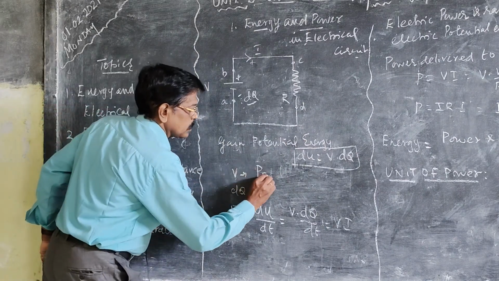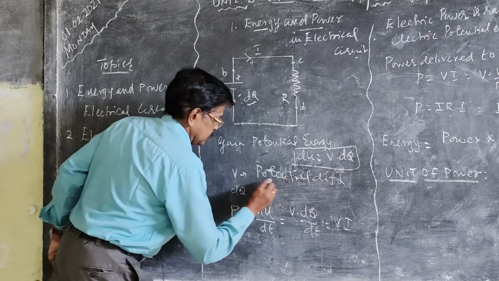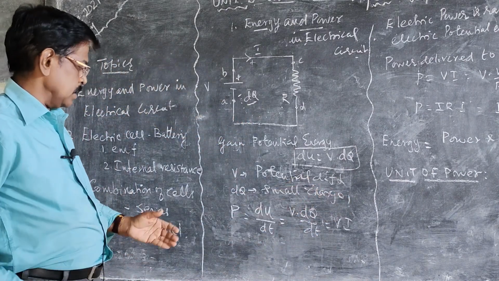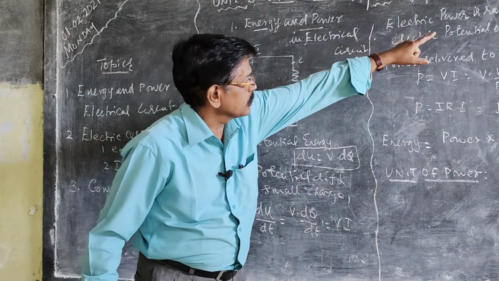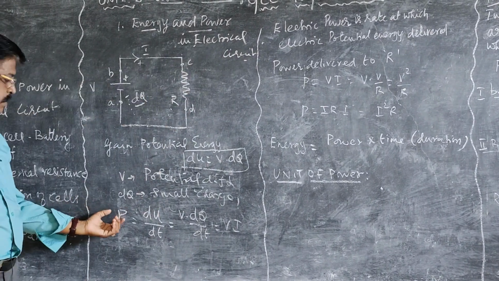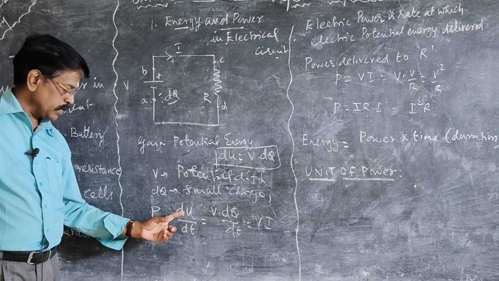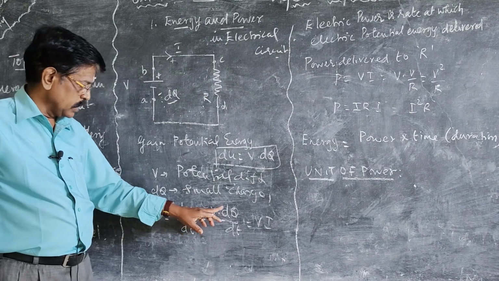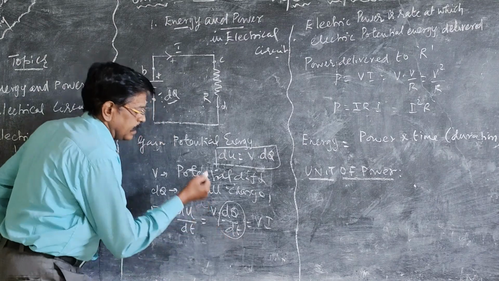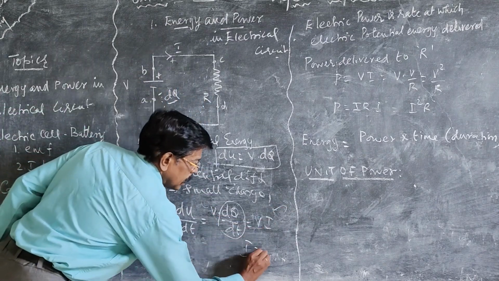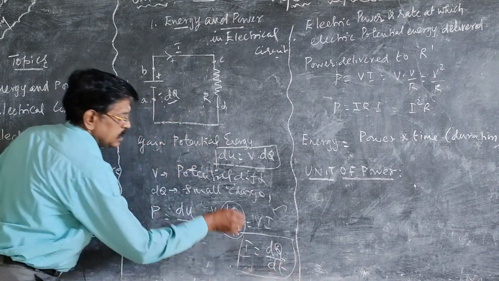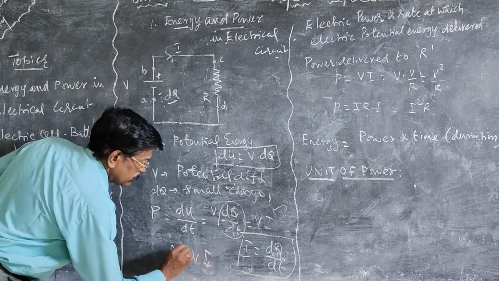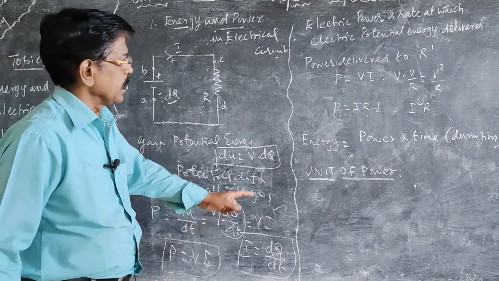Here V is called the potential difference and dq is a small charge, of course a small positive charge. So what is the formula for power? This is the definition: the rate at which the electric potential energy is delivered. So power equal to dU by dt. Instead of dU, we can substitute V into dq, so V into dq by dt. dq by dt can be taken as I, because I is the rate of flow of charge, which is nothing but the current. So the formula for power is V into I. This is the power delivered by the battery.